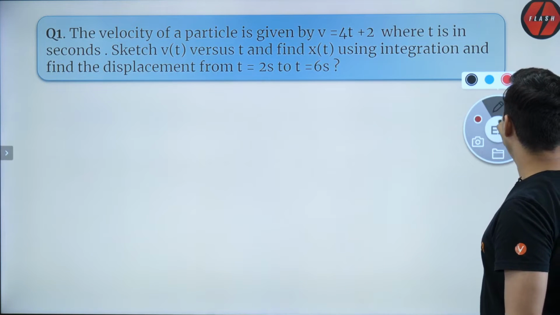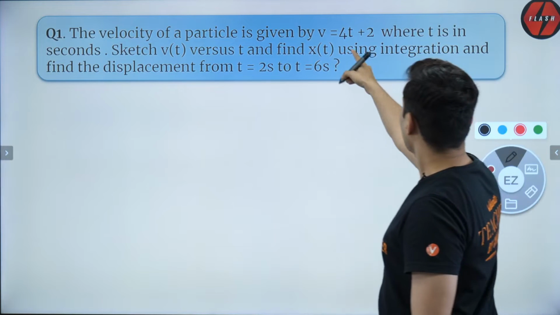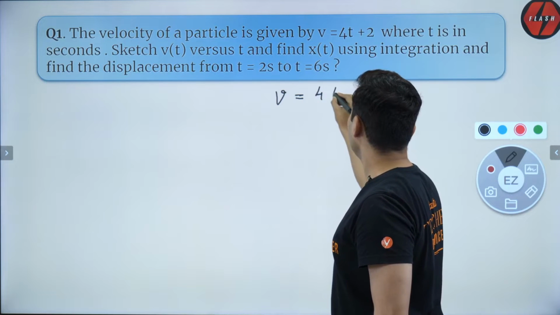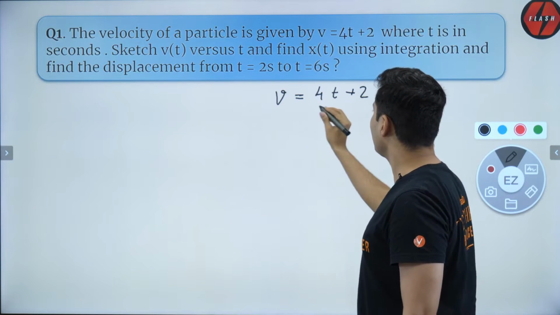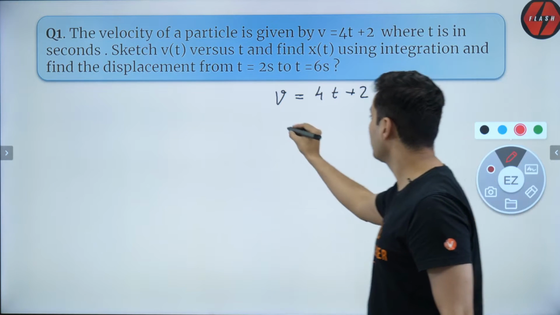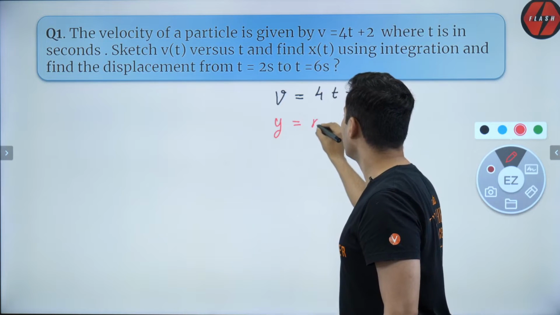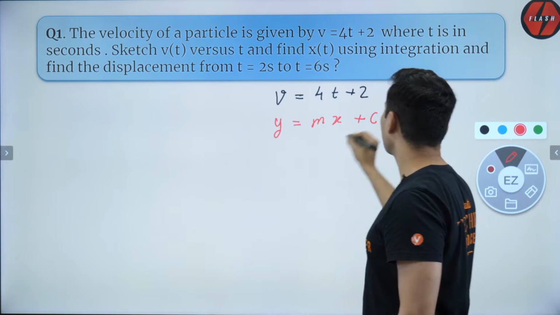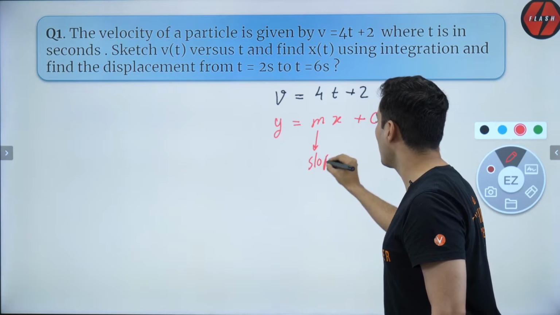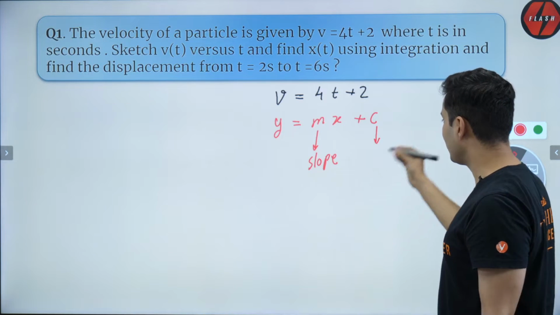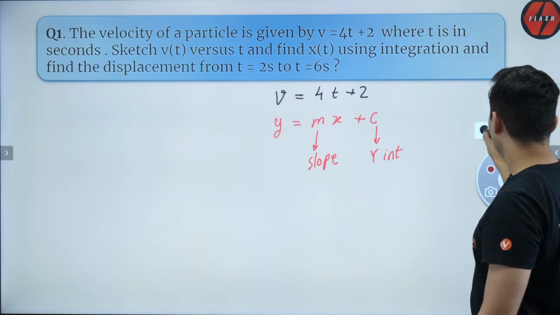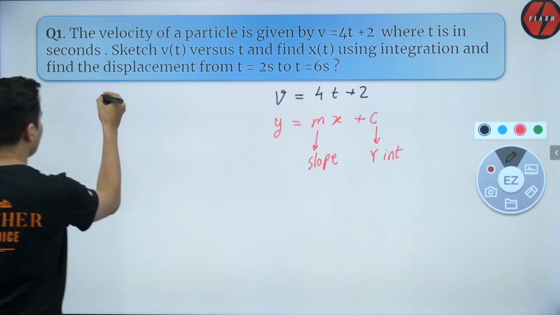Now let's do the graph part first, because that is very easy. If you look at this velocity equation, v is nothing but 4t plus 2, you can see that it resembles your straight line equation. Recollect your straight line equation. It was of the form y equals mx plus c. This is very much similar to that, and m over here is your steepness, or you can call it the slope. c over here is nothing but your y-intercept. Where does it hit the y-axis? That's all that is needed, and then you can immediately draw the graph.